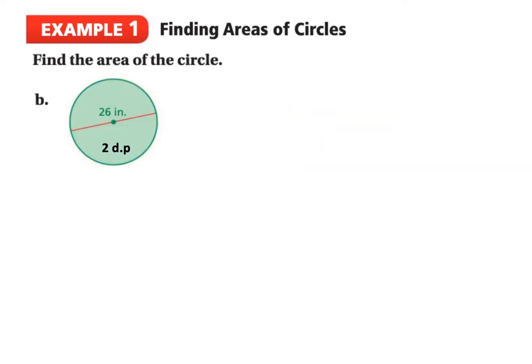So taking a look at this circle, we have a measurement here of 26. So the first question we have to ask ourselves, is this the radius or is this the diameter? And that's right, it's the diameter. So if we go ahead and write our formula for an area of a circle, we have area is equal to pi r squared.